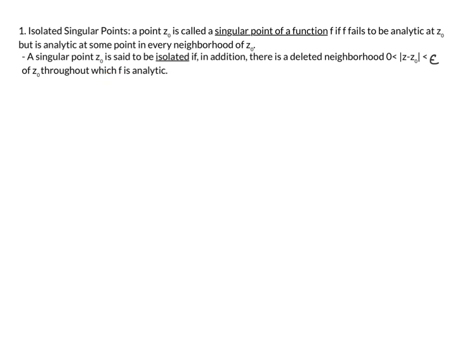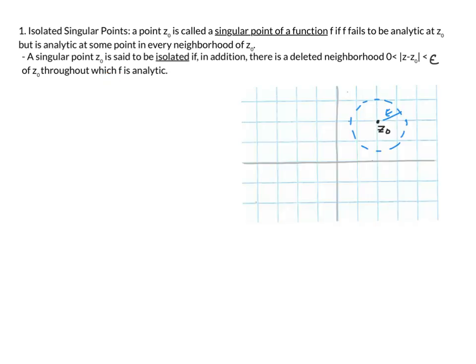So let's look at this definition. Let's start by looking at this idea of a deleted neighborhood. Here I have my point z naught, and here I have my neighborhood. So again, it's a disk, the interior of the circle with radius epsilon. And again, it's all the points z where the distance between z and z naught is less than epsilon. So what you get is this interior of a circle.